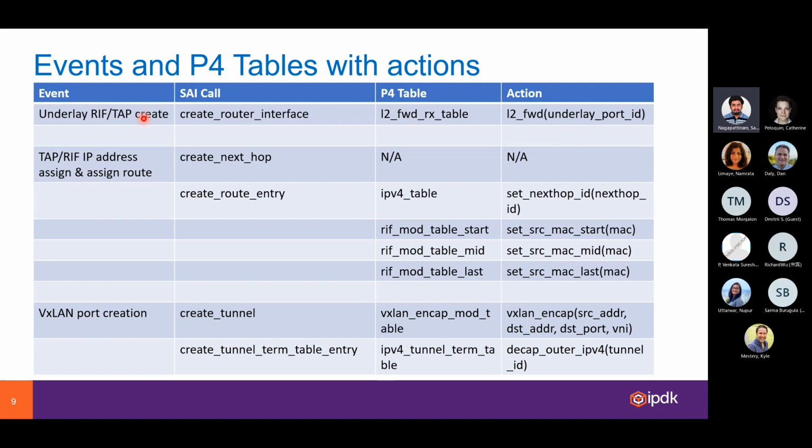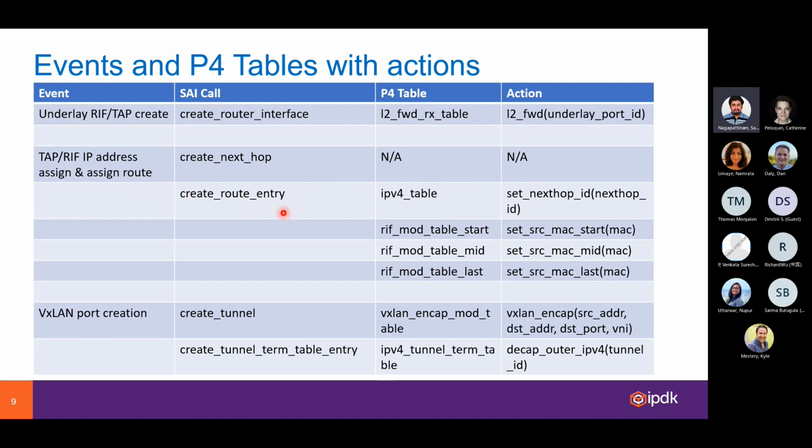We go ahead and populate the L2 forward RX table with action as L2 forward, saying that going forward, any packet that is coming with a destination MAC of your tap port should be directly sent to this particular underlay port. Similarly, if there is any IP address or a route configured on top of this tap port, we make a create next hop SAI call, which updates the local cache, but it doesn't actually program anything right now.